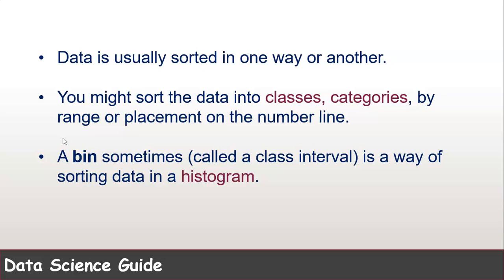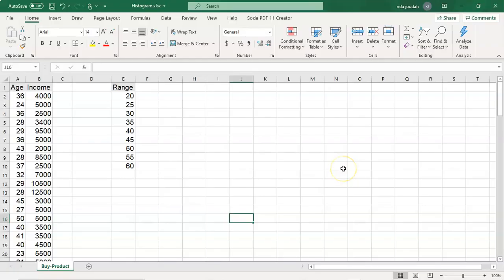Let's have this example to understand bins. In this dataset, we have 100 observations about 100 customers with two data columns. The first one is the age of each customer, and the second one is the income of that customer. So this is the first column and this is the second column. And as you see, the data type here is continuous.